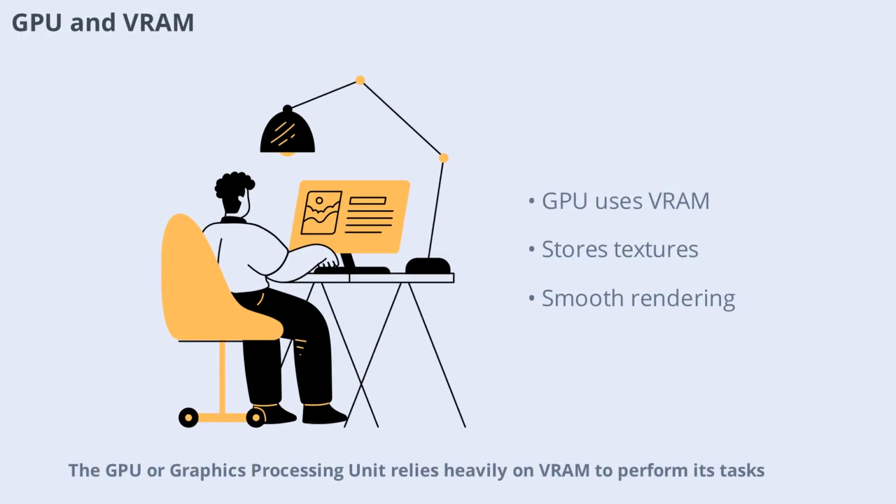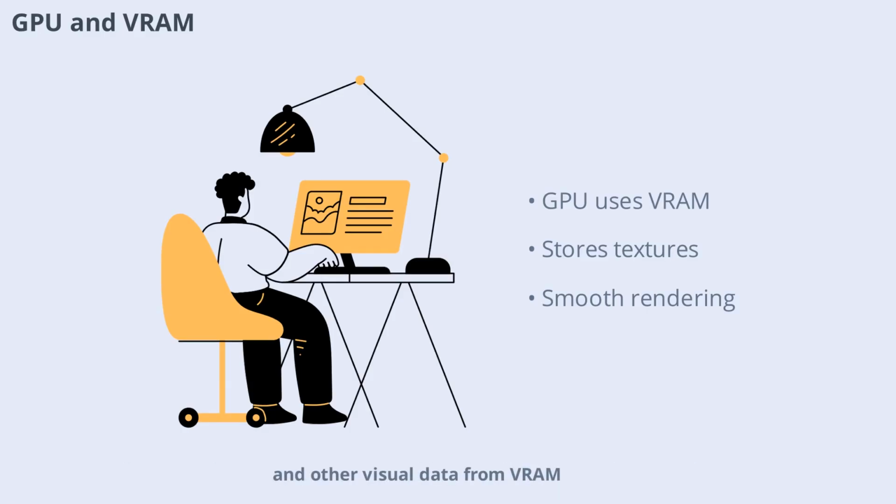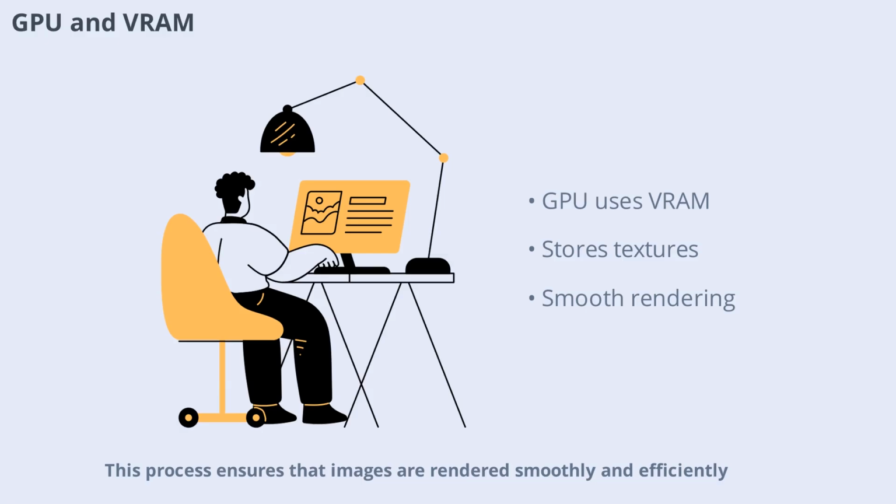GPU, or Graphics Processing Unit, relies heavily on VRAM to perform its tasks. When you play a game or watch a video, the GPU pulls textures, models, and other visual data from VRAM. This process ensures that images are rendered smoothly and efficiently. Without enough VRAM, your GPU can struggle, leading to lower quality visuals and performance issues. Understanding this relationship helps you see why VRAM is so important for anyone interested in gaming or graphic design.